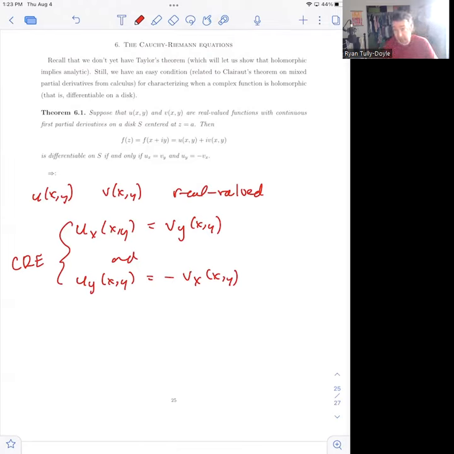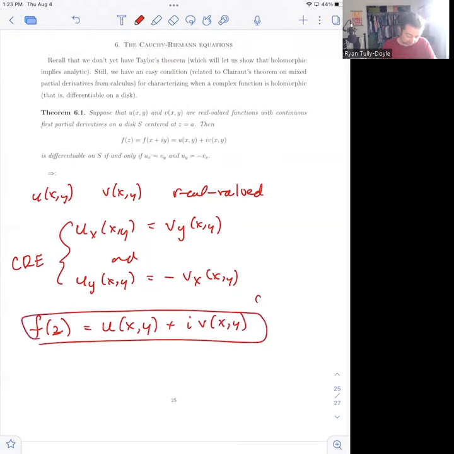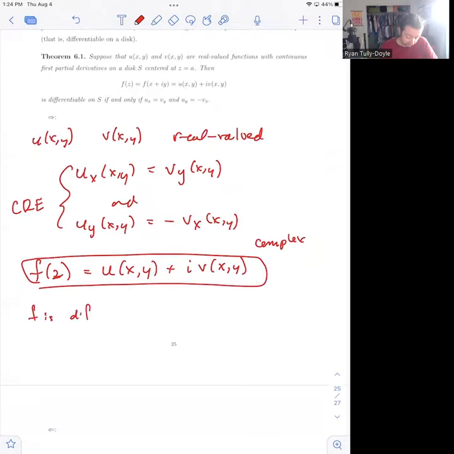That is to say that if I have a function that I can build out of the pieces that satisfy this, so if I take a function f of z, and I turn the u into the real part of that function, and I turn the v into the imaginary part of that function, so this thing now is a complex function. I've used u as the real part, and I've used v as the imaginary part. Then that function is differentiable if and only if the pieces satisfy the Cauchy-Riemann equations. So f is differentiable on a disk if and only if u and v satisfy the Cauchy-Riemann equations.